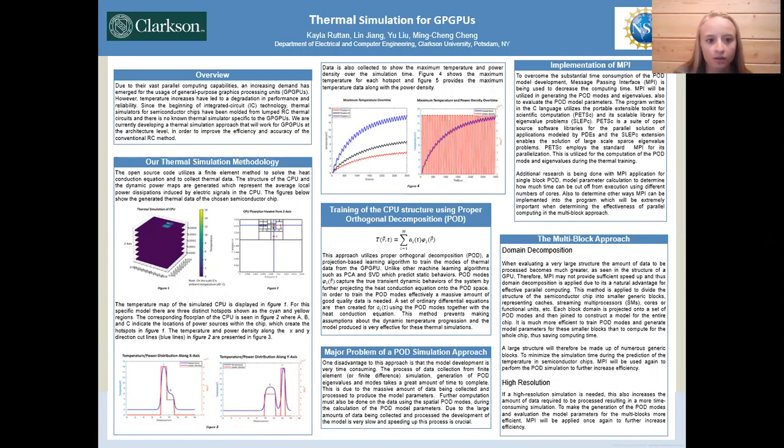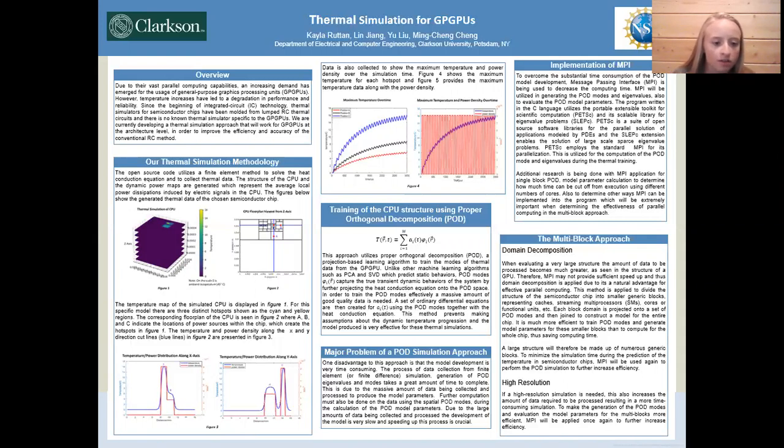Since the beginning of IC technology, thermal simulations for semiconductor chips have been modeled from lumped RC thermal circuits, and there is no known thermal simulator specific to GPGPUs. We are currently developing a thermal simulation approach that will work for GPGPUs at the architectural level in order to improve the efficiency and accuracy of the conventional RC method.